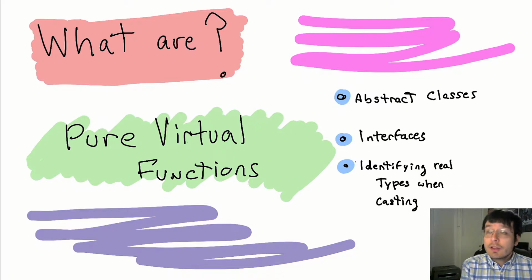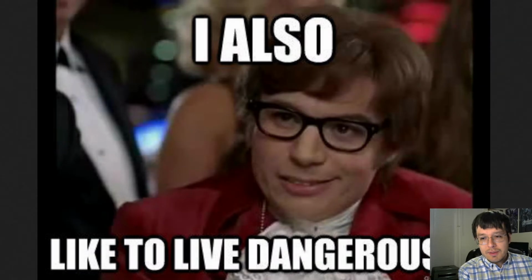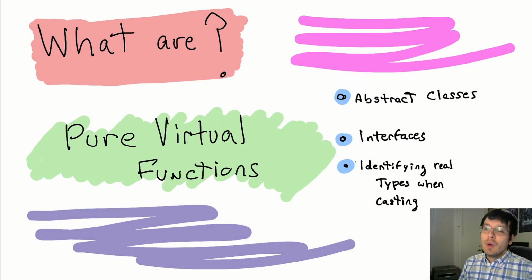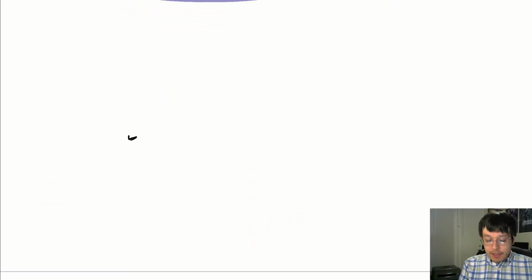And one of the things that you can do to be safer, unless of course you like to live dangerously, is to identify whether a pointer is really pointing to a parent or a child. And one of the ways that you can do that is with virtual functions, and I'm going to show you that today. Okay, so let us jump in.